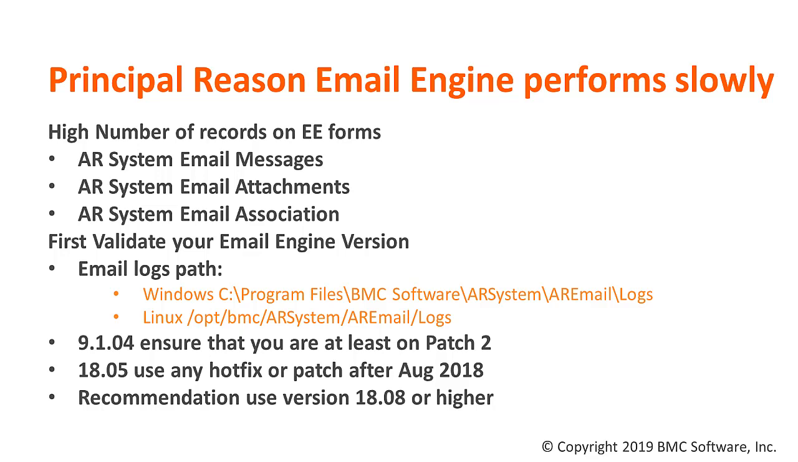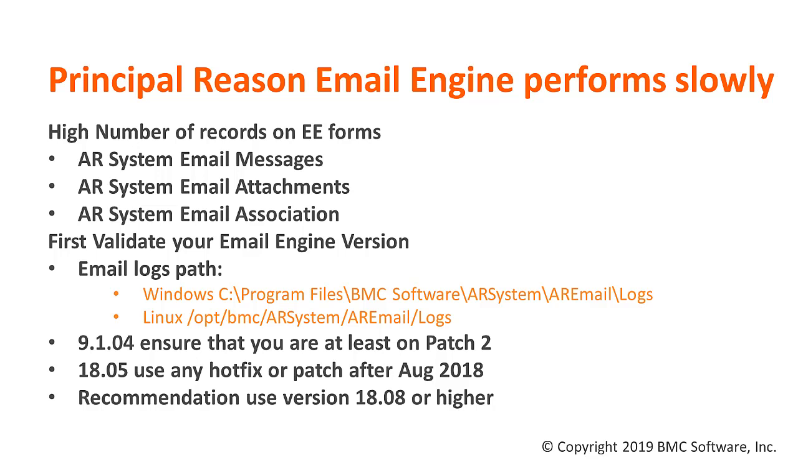The AR System Email Association form stores associations between an email message and one or more attachments, or between a template and one or more attachments. For incoming messages, this information includes the association between the message and any attachment included with the message. For outgoing messages, this information includes associations for attachments that should be included when the message is sent.